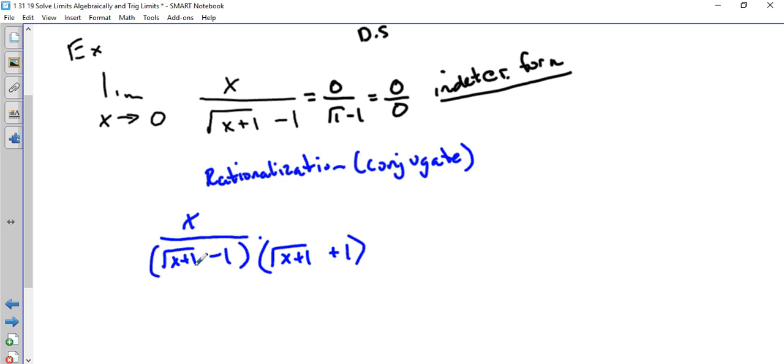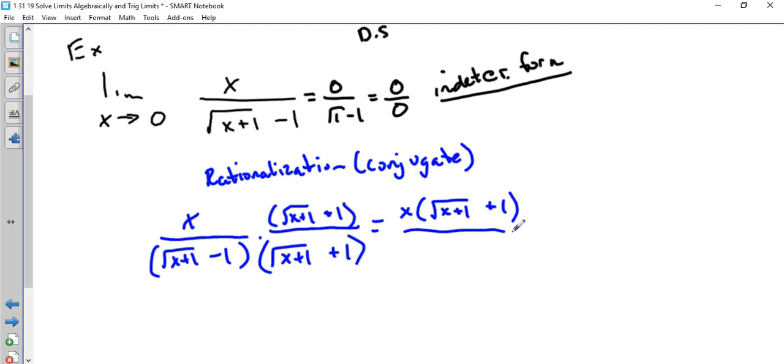There also can be the difference of squares. All right. So when we have this, we're going to have the square root of x plus 1 plus 1. And now we're going to do our algebra. This right here, I'm just going to take x times, don't distribute this through. Everything is very, very nice. It works out smashingly when we do this.